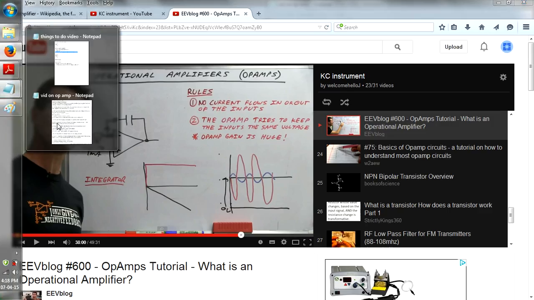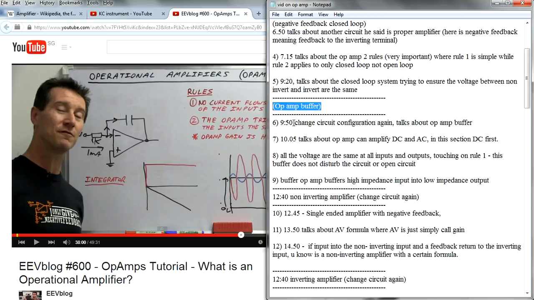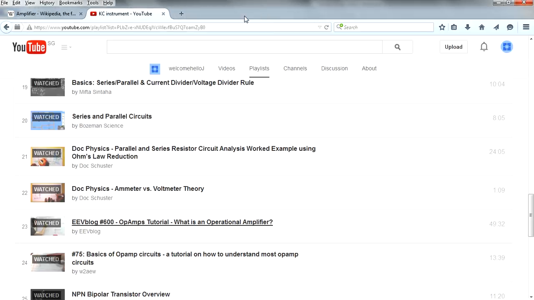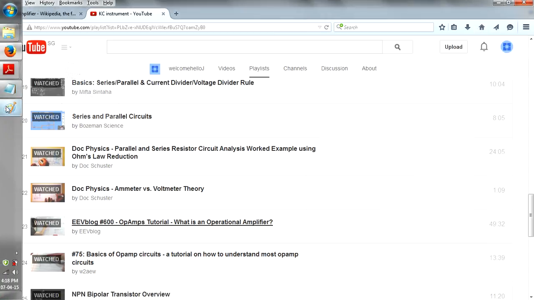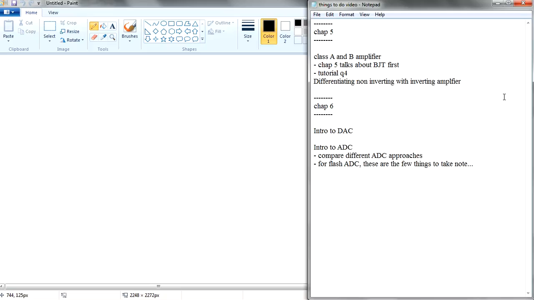Okay, so as you can see, if I want to go to the op-amp buffer, I can go to 9 minute 50, and then I can straight away know what is buffer and such. Okay, so I'm not going to go through this one, but just let you know that in the future you may actually need it. So let's continue with differentiating non-inverting and inverting amplifier.